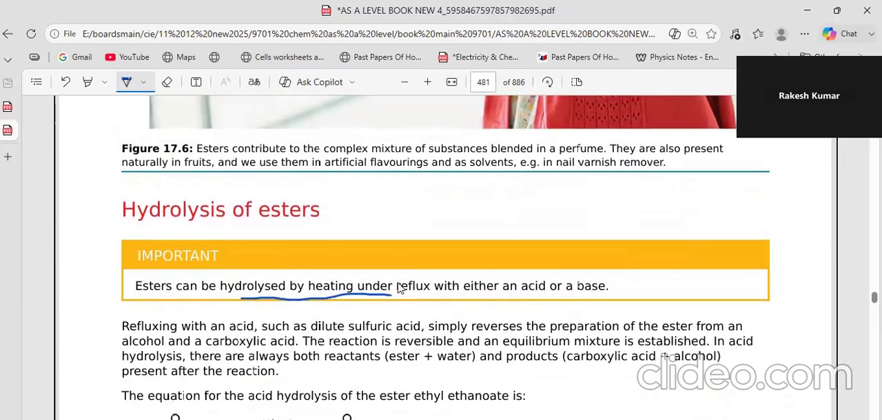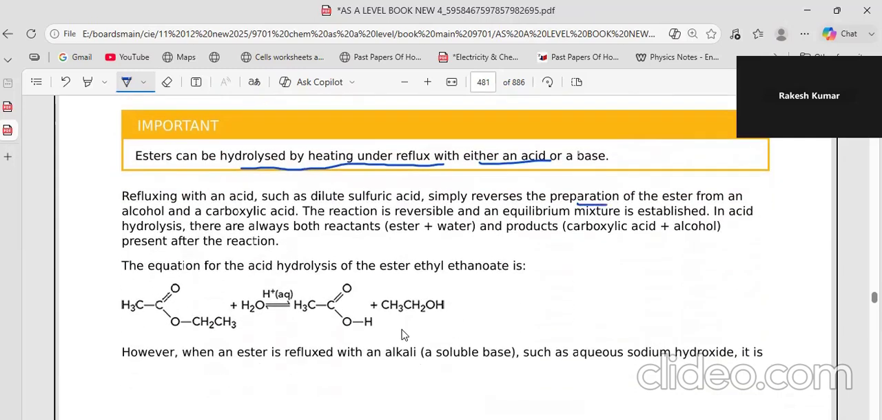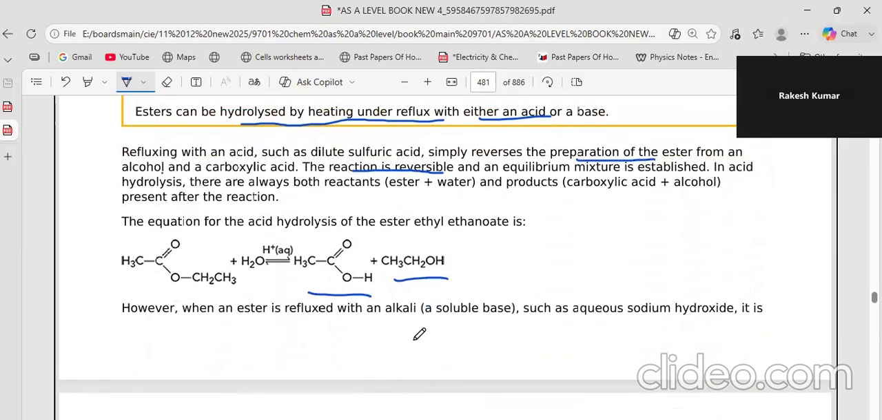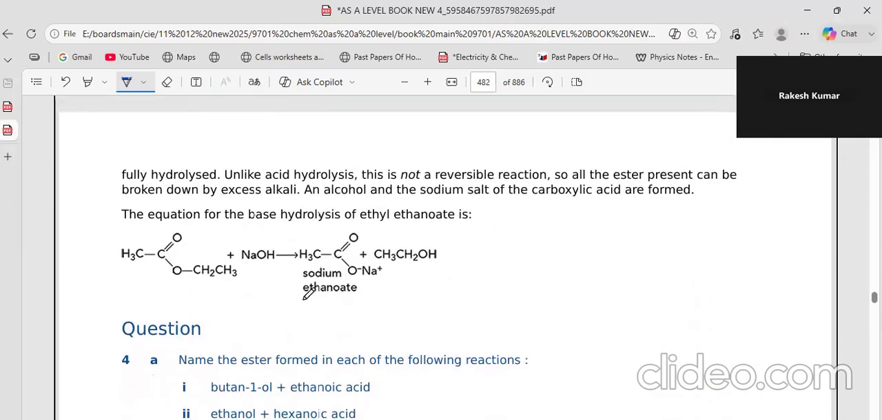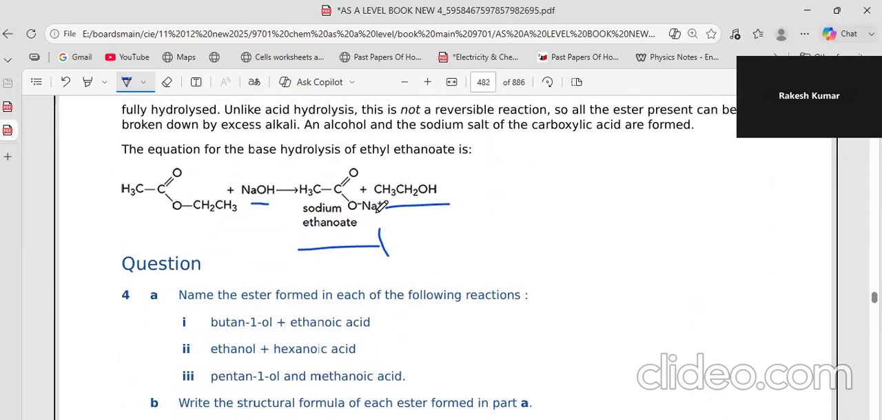It can be hydrolyzed by heating under reflux with this. If you heat it, it reverses the preparation of the ester, the reaction is reversible, and you get the acid and the alcohol back. You can also do this with base hydrolysis. You get the salt and alcohol. The salt can be acidified to get back the acid, just replace the Na+ with H.